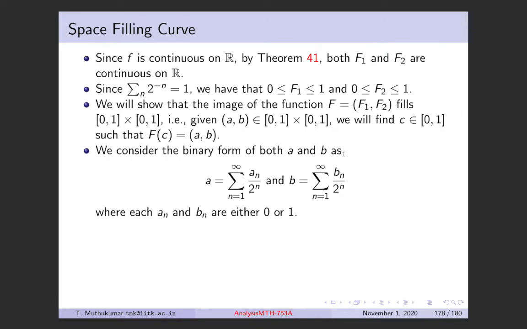Which means that all these an and bn will have values either 0 or 1, right? Because it's a binary expansion. So now you define C. So given A and B, we need to obtain a C, right? We took A and B, wrote down their binary expansion, and now we are defining C to be 2 times the summation of Cn over 3 power n.